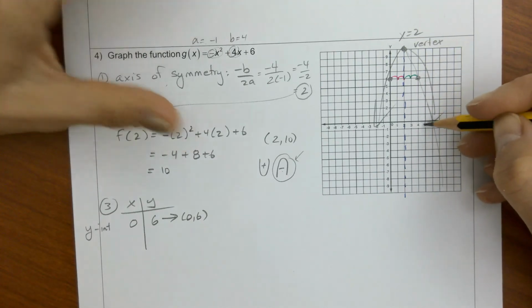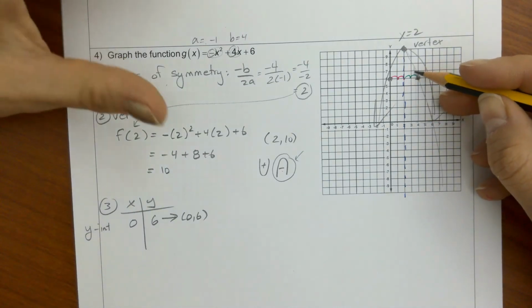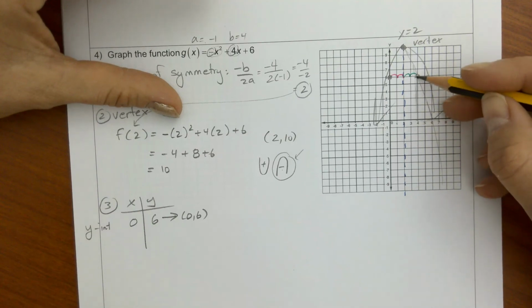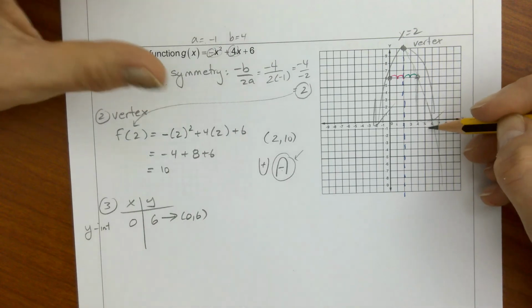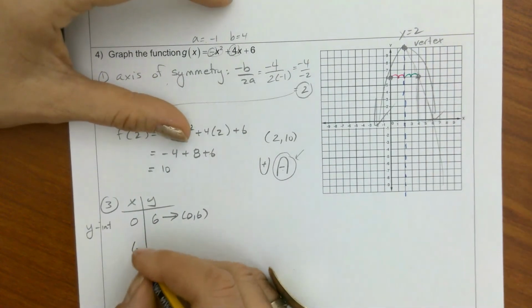You could choose 4, but 4 was already done. So if I choose 5, maybe 6. It doesn't matter. You just pick a number and we'll find an answer. So I'm going to choose 6.